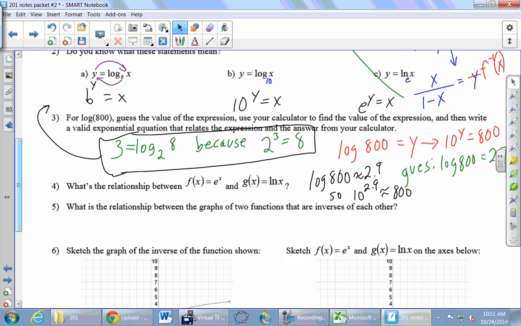Okay, number 4, what's the relationship between f of x equals e to the x and g of x equals ln of x? What's the relationship between those two functions? They undo each other. They're inverses of each other. That's the relationship.